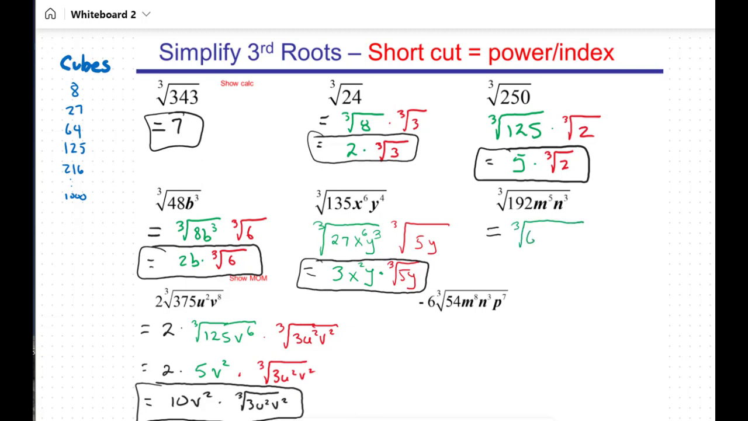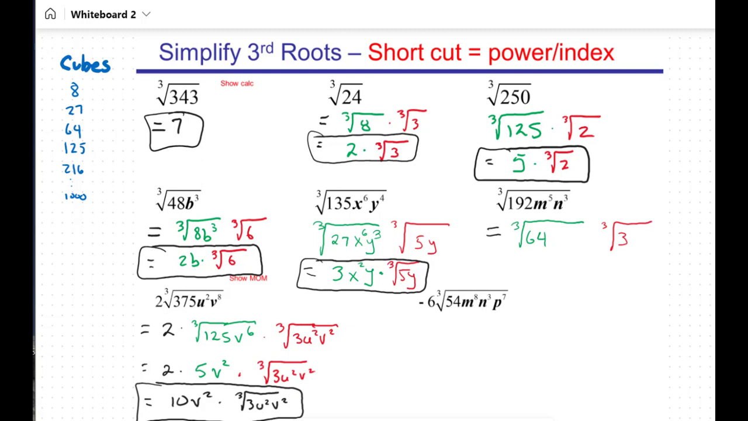64 is a factor of 192, and when I factor it, it goes in 3 times. You try that in your calculator. 192 divided by 64 is 3. So 3 times 64 is 192, but the green one, the cube root of 64, has a nice answer.